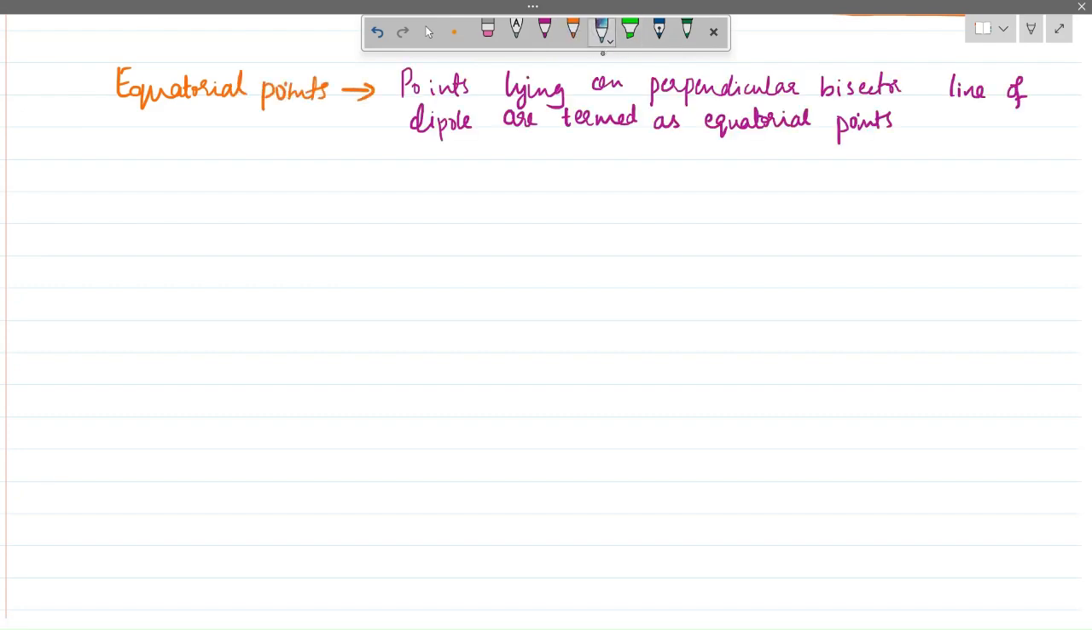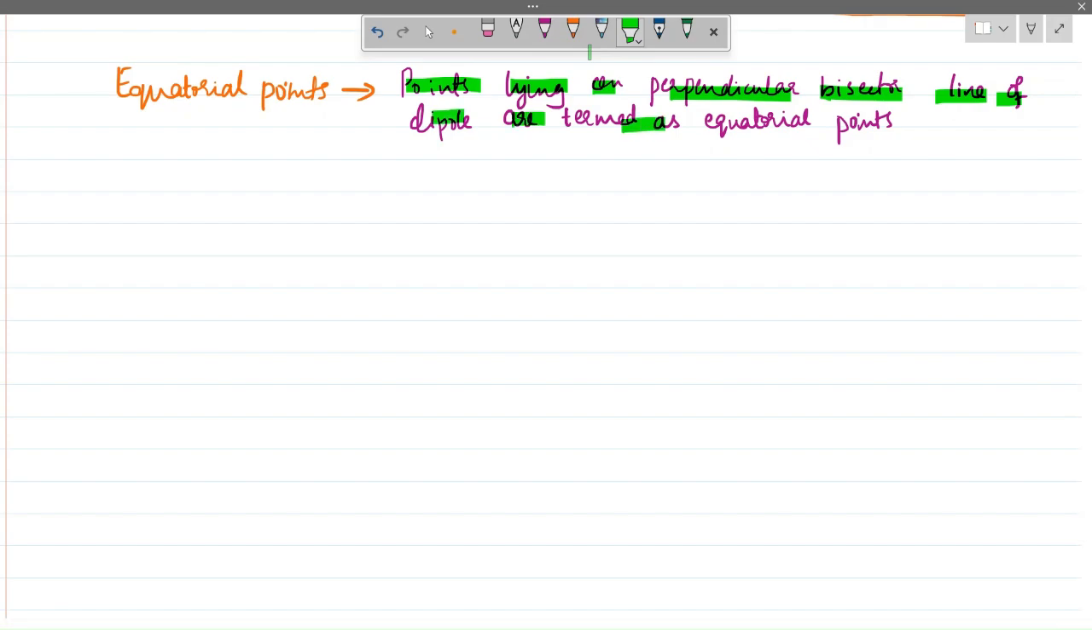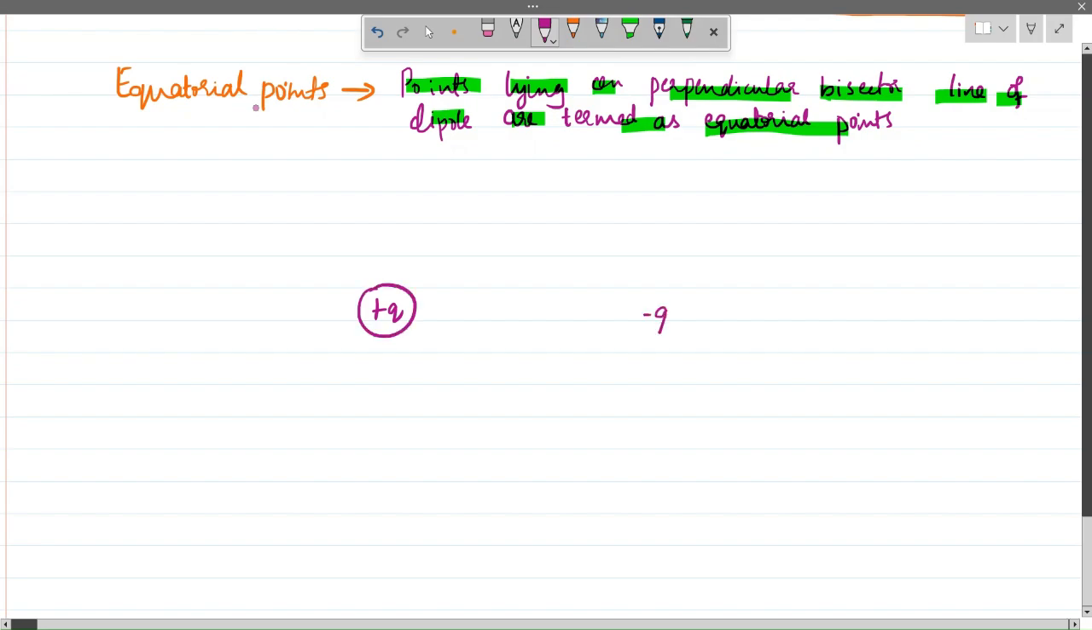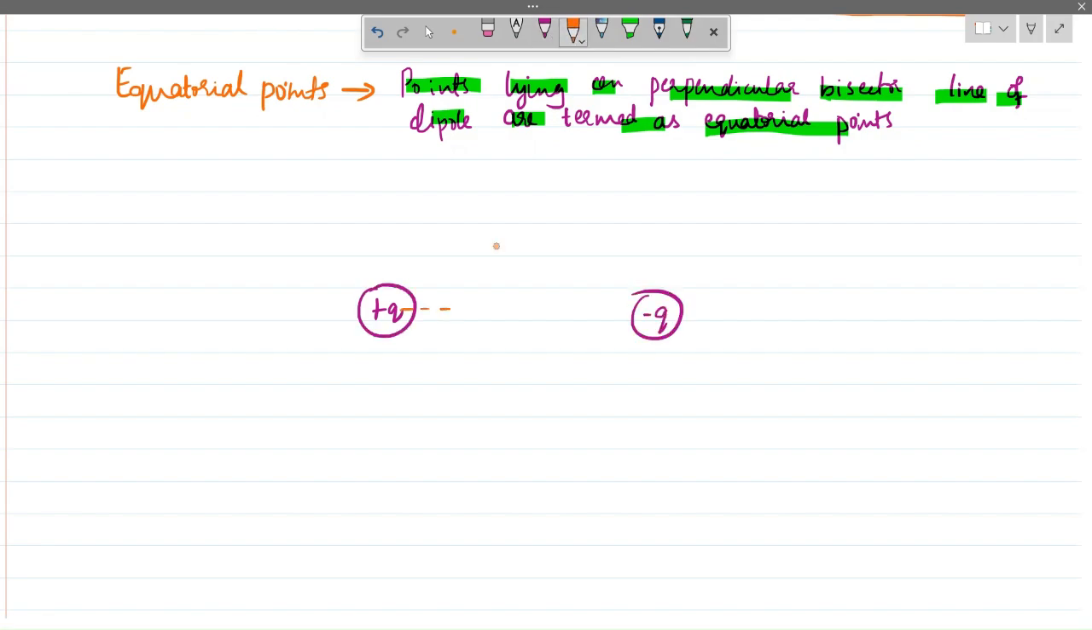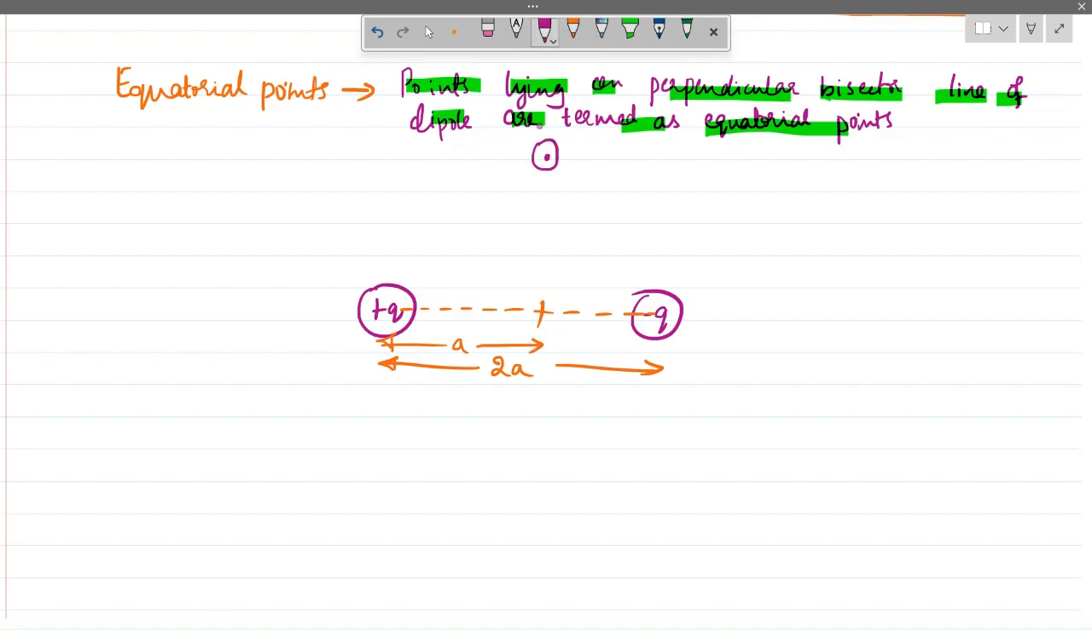Now let us study about equatorial points. They are the points that lie on the perpendicular bisector line of the dipole. These are termed as equatorial points. We have 2 points here, plus q and minus q, and the distance between them is 2a. If this is 2a, this distance is a, and this is a point p which is lying outside, and here we have to calculate the field due to the dipole.